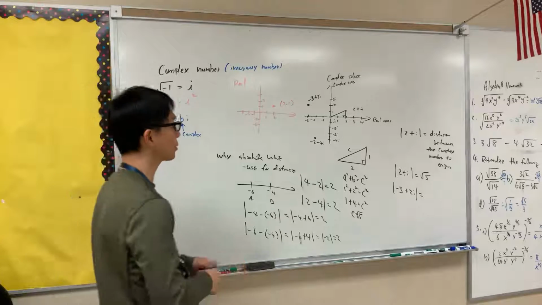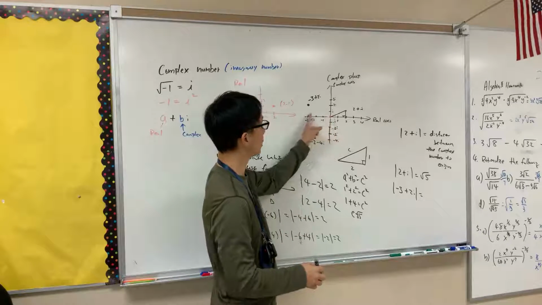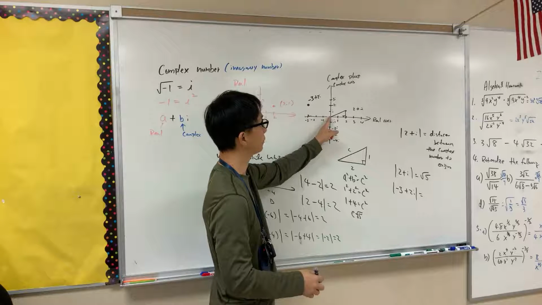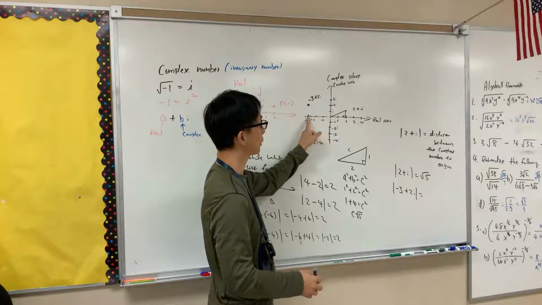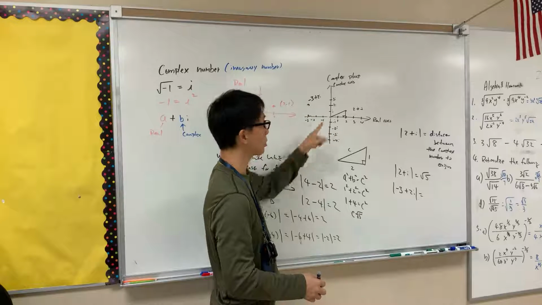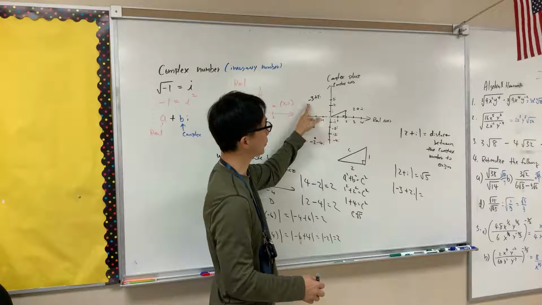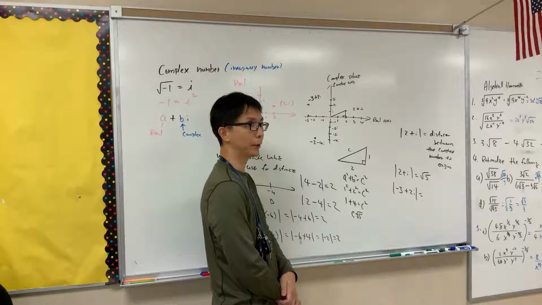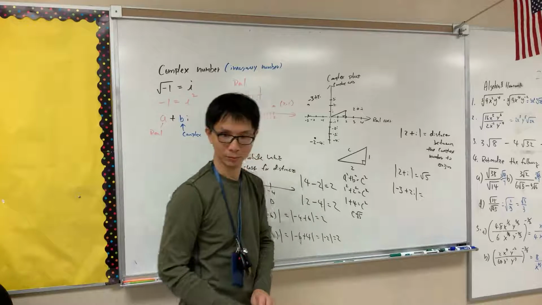What's minus 3 plus 2i? This one, right? Can I draw a right triangle? Yes. With the length of 3, with the length of 2. You should be able to find the distance from origin to here. Those of you who are quick, you should be able to do it in your head.